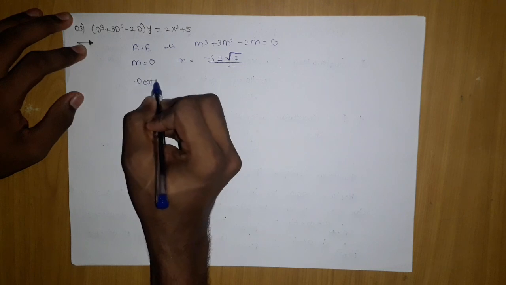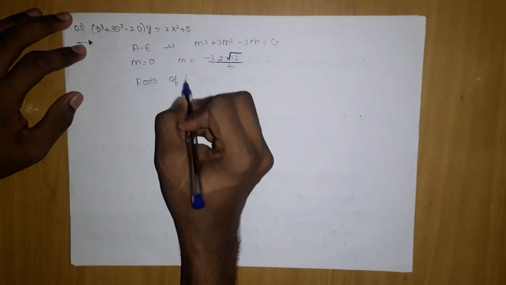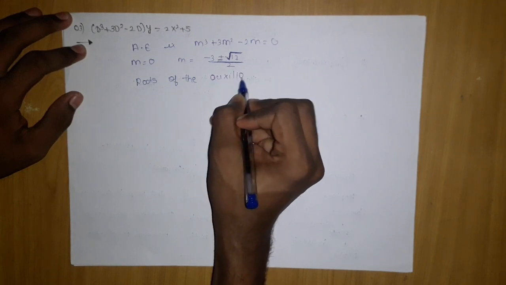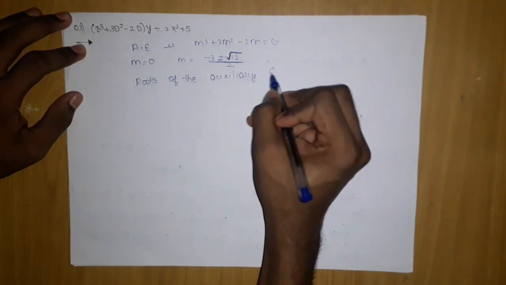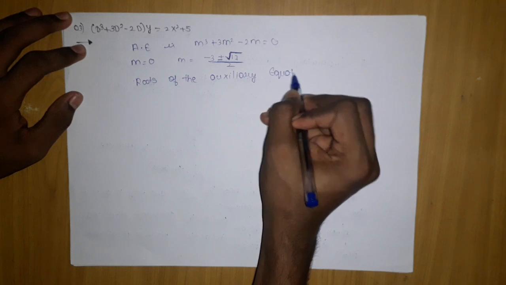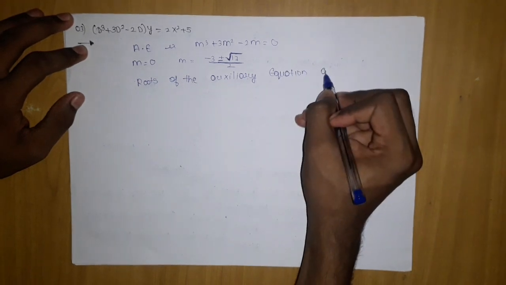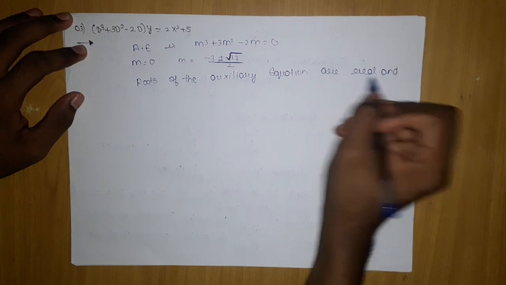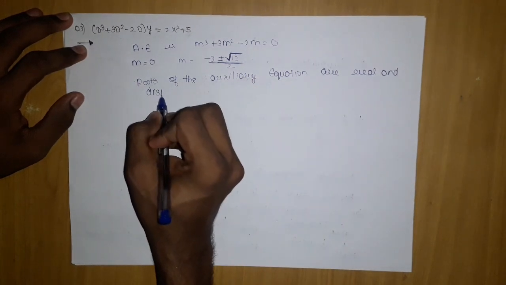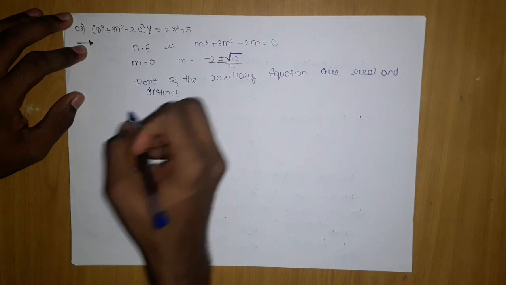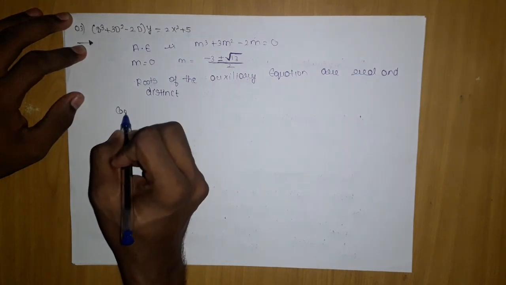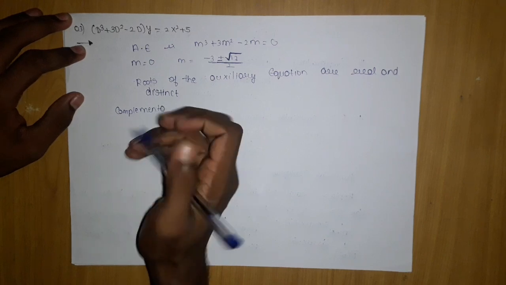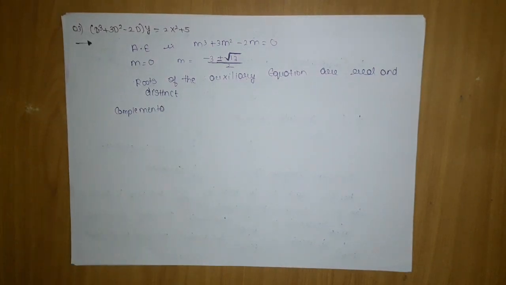So the roots of the auxiliary equation are real and distinct. If that is true, the complementary function will be what?